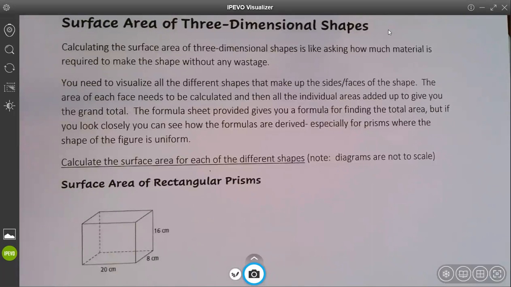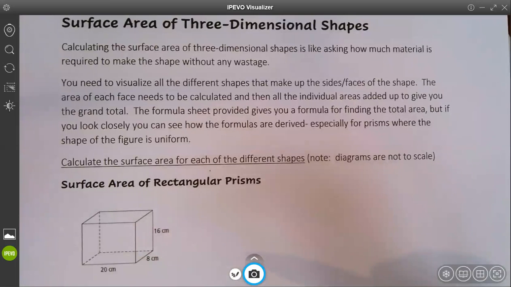Hello again. In today's lesson, we are going to review calculating the surface area of three-dimensional shapes. And so what we're actually doing is trying to figure out how much material will be required to make the different shapes. You have provided for you a formula sheet from the grade 9 EQAO, and throughout these exercises, I will be referring to that formula sheet for the formulas. They are not included on this specific handout.